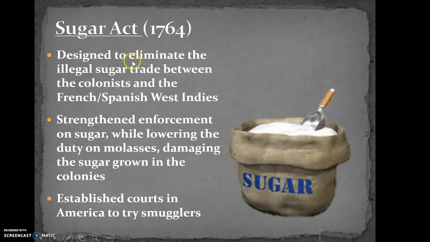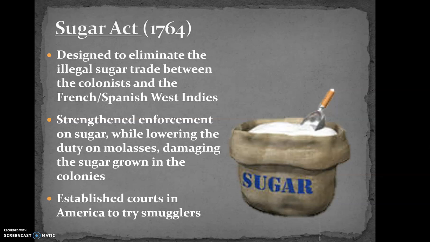It was also designed to eliminate the illegal sugar trade. So what the British government, what Parliament and the Crown saw was happening was, as a means to avoid these taxes because they didn't have to pay them before, the colonists were engaging in an illegal sugar trade between themselves and other areas in the French and Spanish West Indies. So they were smuggling sugar as a way to avoid the British tax.